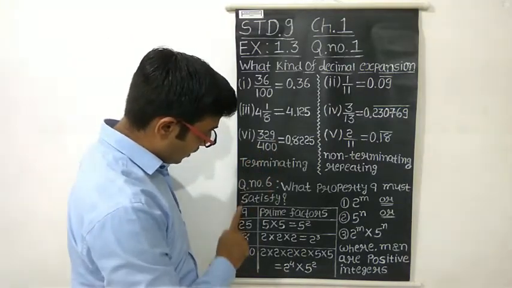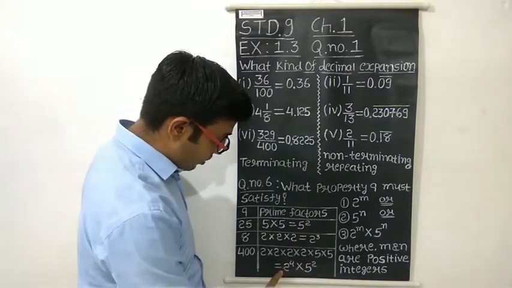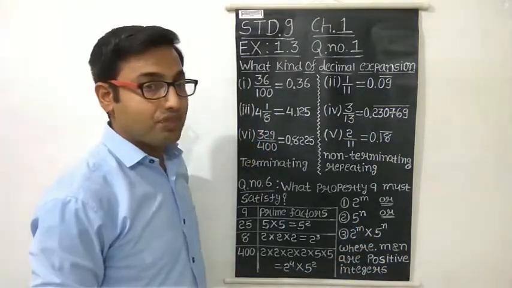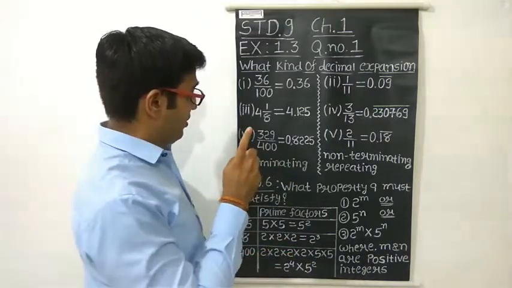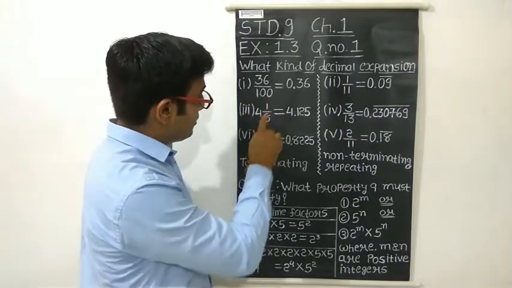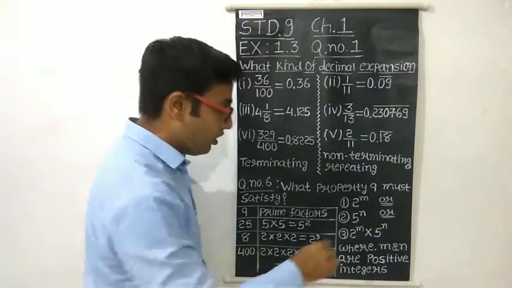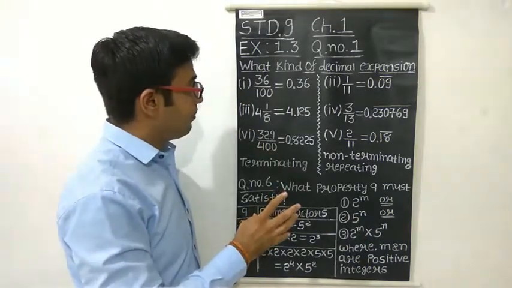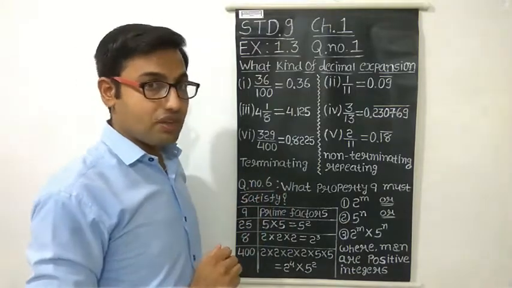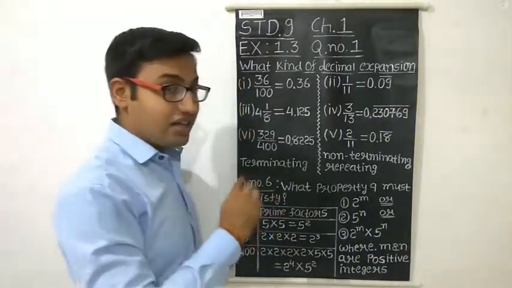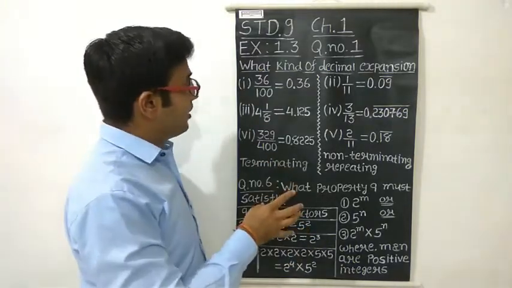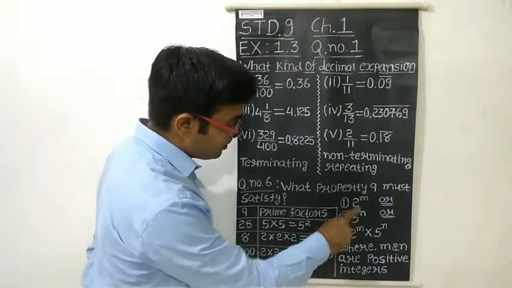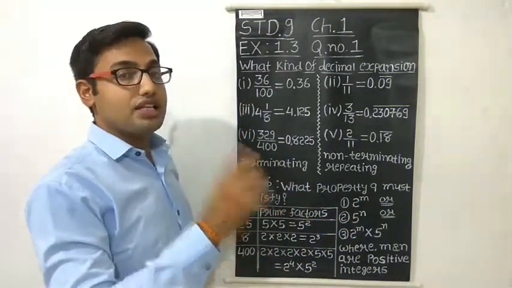The denominator is q and q is 400. Its prime factors are 2 raised to 4 into 5 raised to 2. And this is the form of 2 raised to m into 5 raised to n. Right? So whenever the prime factorization of the denominator is either of the form 2 raised to m or 5 raised to n or 2 raised to m multiplied by 5 raised to n, then that type of rational number has a terminating decimal expansion, right? So you can write the answer of question number 6 as: if the prime factors of the denominator are of this form, it has a terminating decimal expansion.